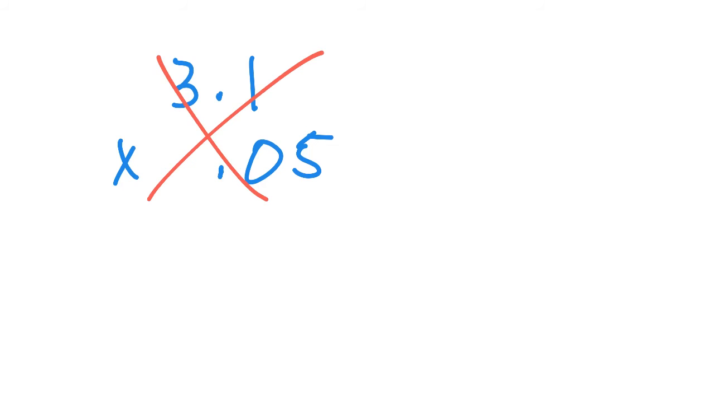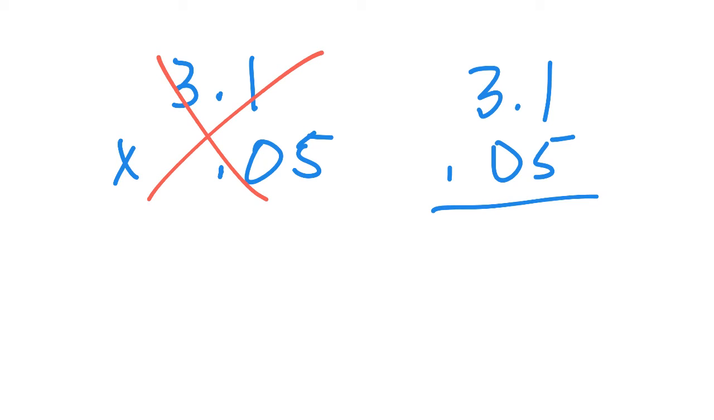So let's take 3.1 again times 0.05. All right, now you see I lined them up, but I shouldn't have done that. We don't line them up when we multiply and divide. So boom, that's out of there. We just simply write them down. So there we go, 3.1 times 0.05. And multiply as usual, 1 times 5 is 5, 3 times 5 is 15.